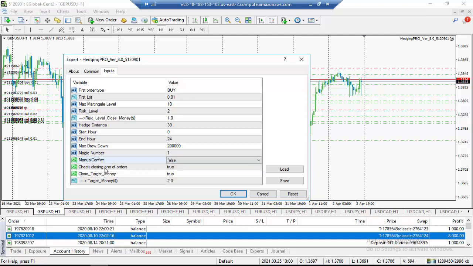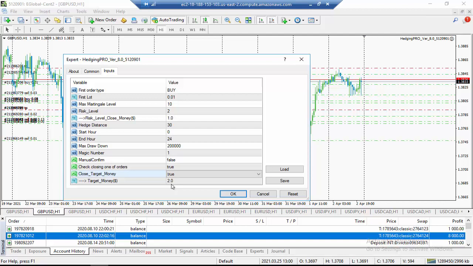Then checking closing order, for my martingale, for my hedging strategy to keep on working sequentially, I must put it to true. And closing target money, it must be true, because if I put this closing target money on false, that means I will ignore the target money, which is $2 or 2 cents. So it must be always true.